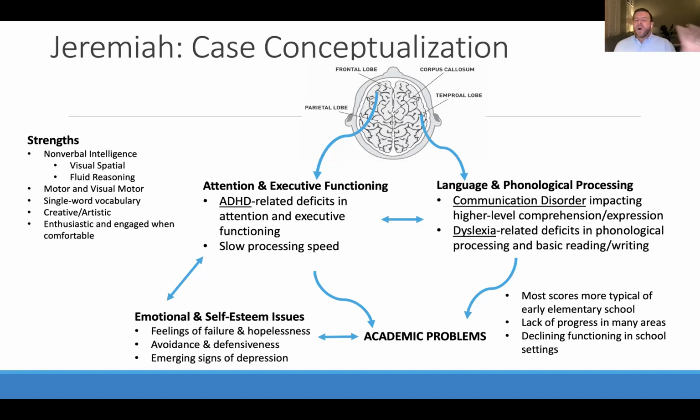So what we see is those two challenges were resulting in Jeremiah's academic problems. And what we saw is that the scores were more typical of a second grader, right? So really significant delays academically, and actually, relative to some previous evaluations Jeremiah had, a lack of progress. And so what we were seeing is kind of a declining functioning in school, of disengagement. And we were understanding that within the context of the significant communication and learning challenges that were going on.